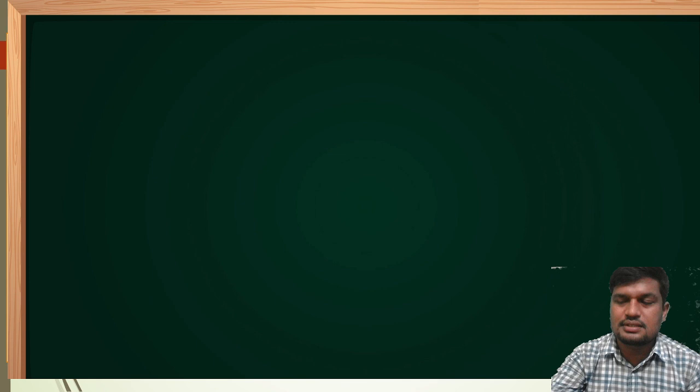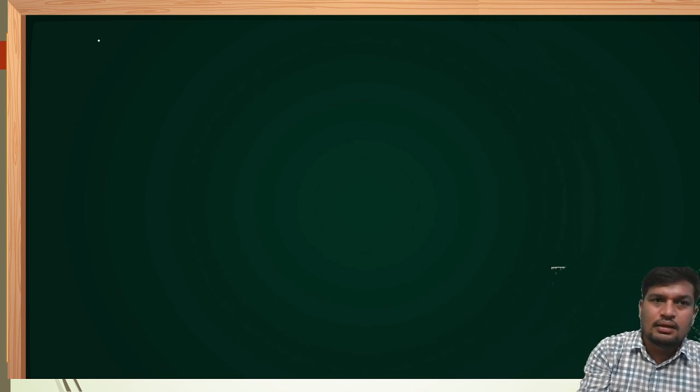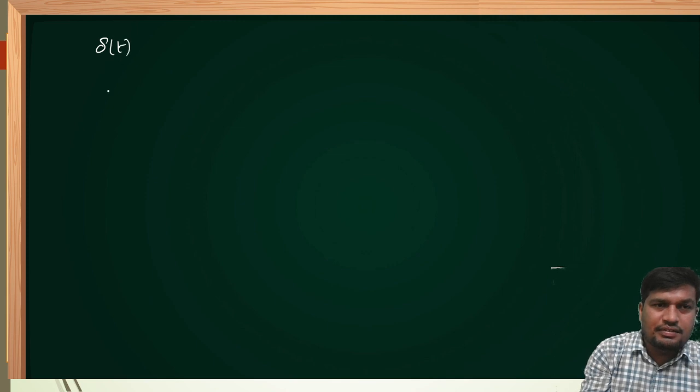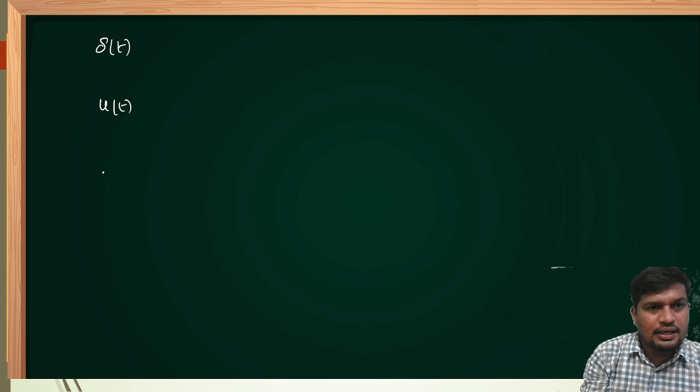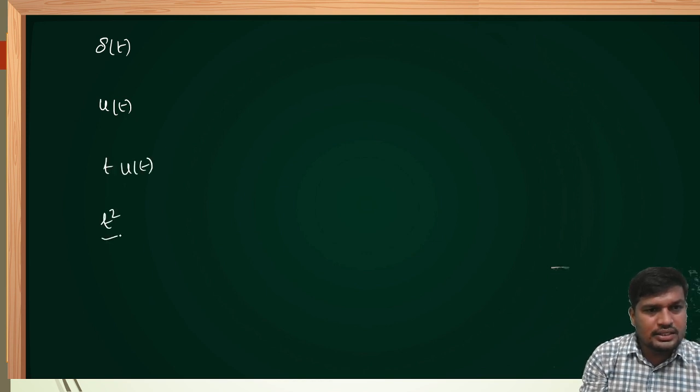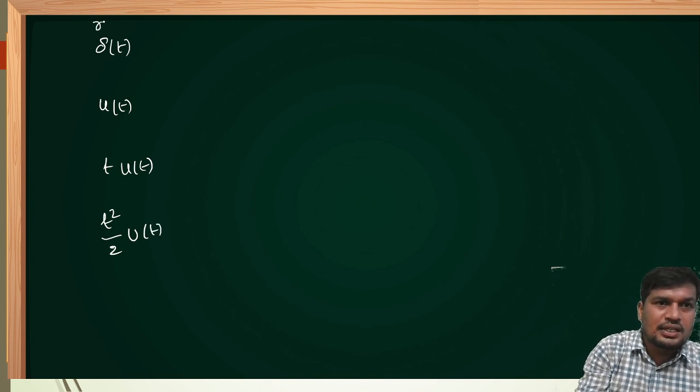Now, dear friends, the impulse signal is basically represented by del of t. The step signal, if the magnitude is A, is represented by A. If it is a unit step, it is represented by u of t. The ramp signal is represented by t into u of t. The parabolic signal is represented by t square by 2 into u of t. These are the representations in the time domain.